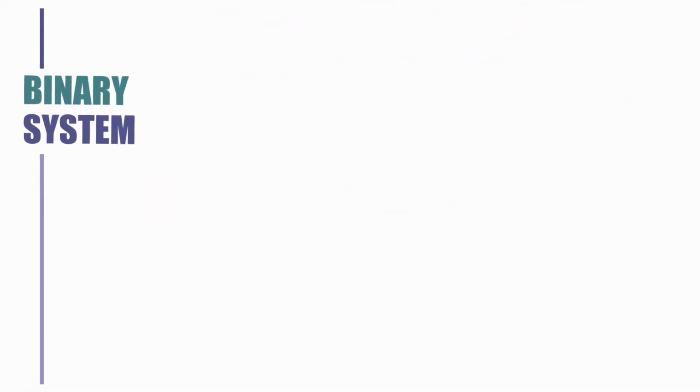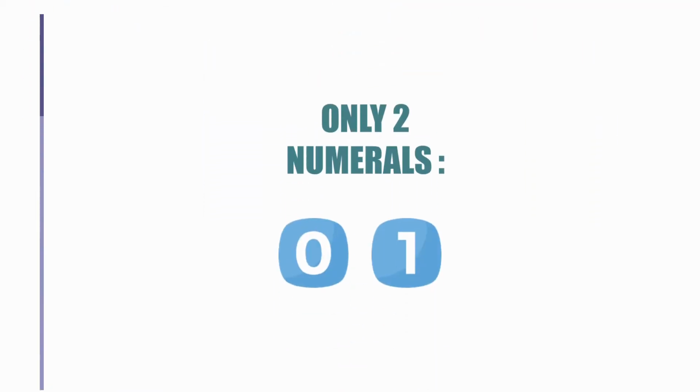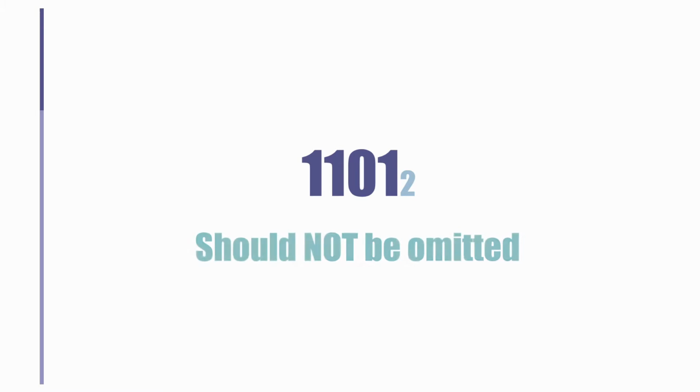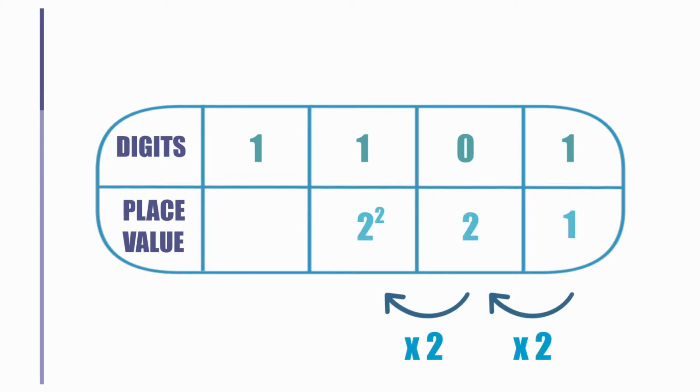The binary system is used in computers in order to execute high-speed operations. It consists of only 0 and 1. The number 2 at the bottom right should not be omitted, to cause no confusion. In a binary number, the place value of each digit is 2 times that of the next digit to its right.